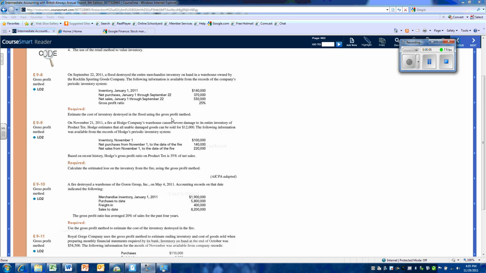Here are our facts for exercise 9-8. In September we have a flood that destroys the entire merchandise on hand. We have the inventory from January 1, which is our beginning inventory. We have the net purchases and net sales and the gross profit ratio. Using these four pieces of information, we can estimate the ending inventory, and that would give us the loss that was sustained in the flood.